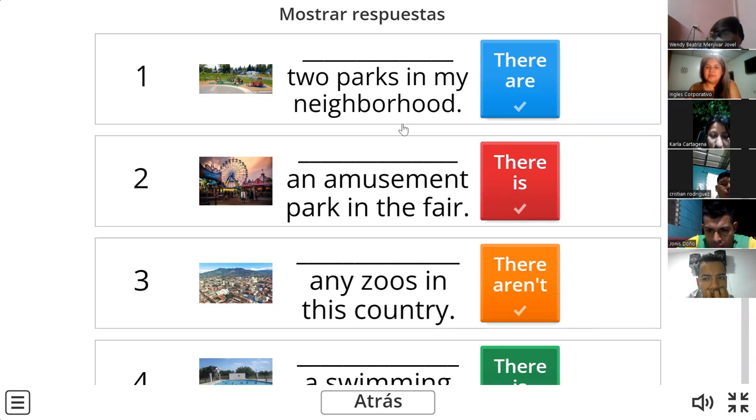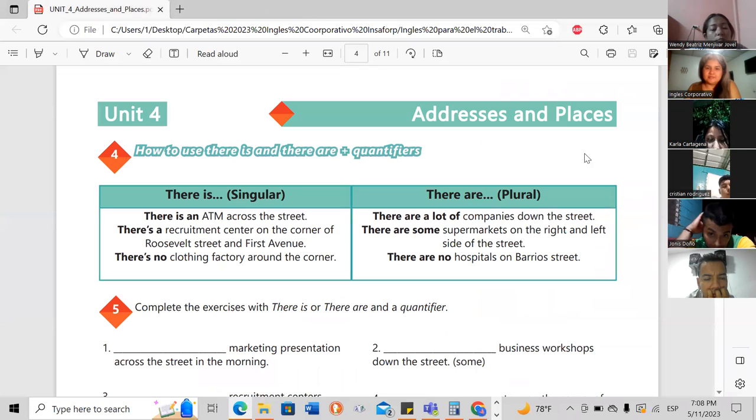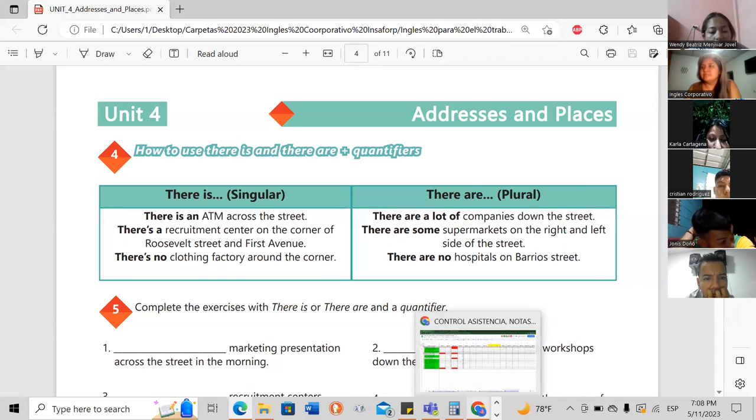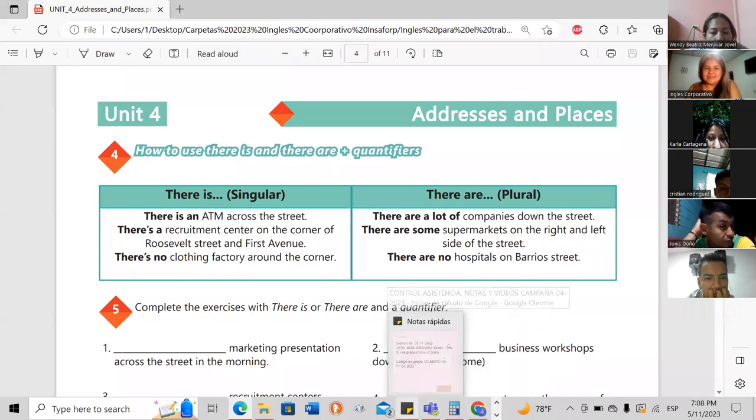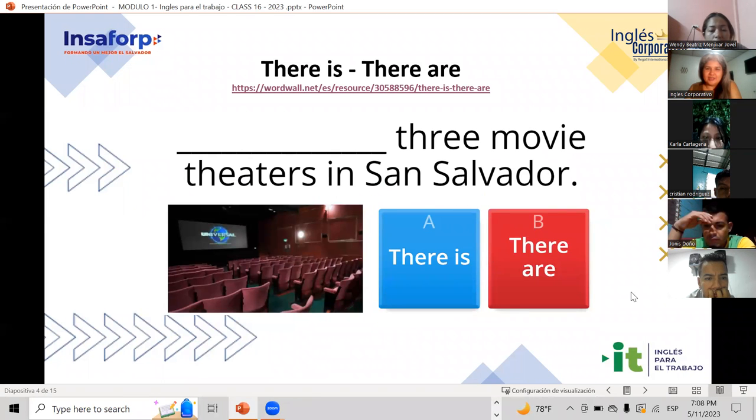Okay, we're going to move on. Vamos a movernos a la siguiente. Creo que la cerré. Ah, no, aquí está. Okay.